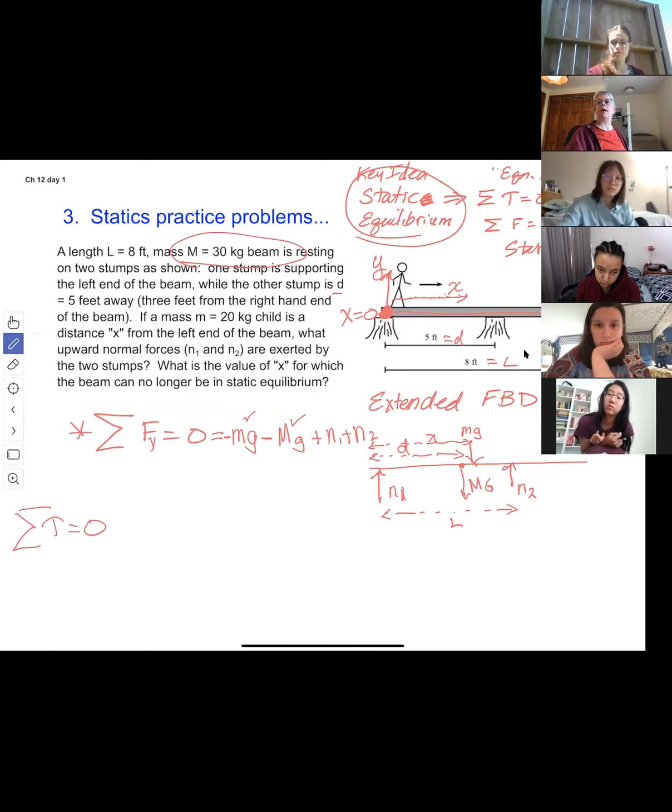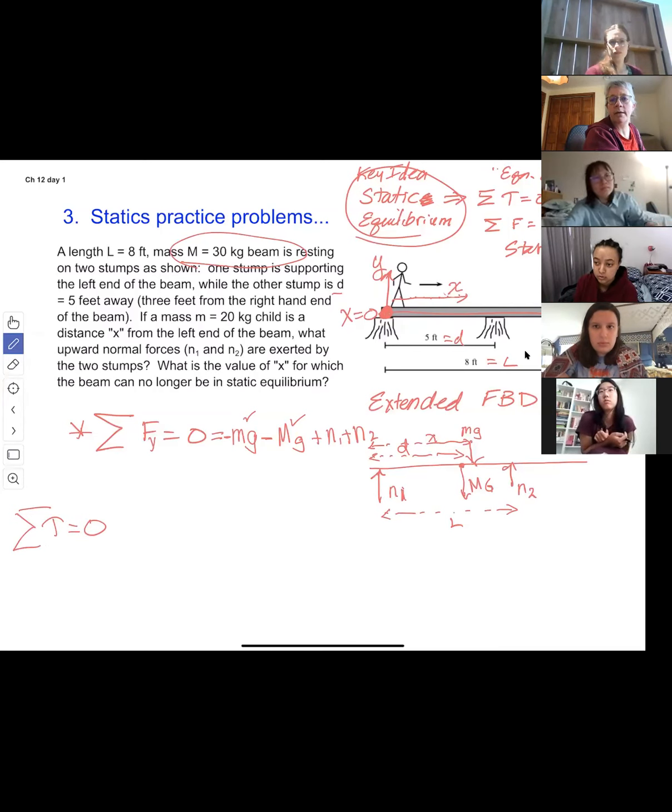It was Elora and Theo. Theo, can you give me one term that you put into your sum of the torques equation? Yeah, sure, if you got that far. Yeah, so we assumed that the rotation point would be in the second trunk because of the mass. And so you didn't use x equals 0 for the rotation point.